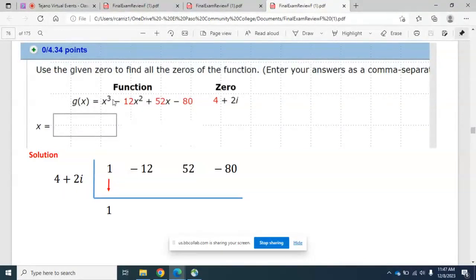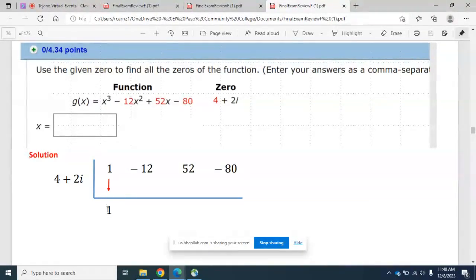Again, I have a cubic function. Is it in order? 3, 2, 1, constant. Yes. Do I have a placement value for all of them? Yes. So I have a value for the 3, for the 2, for the 1, and for the constant. So let's go ahead and put our coefficients only. We don't put any other variables. We just put the numbers. So we have a 1, -12, +52, -80.